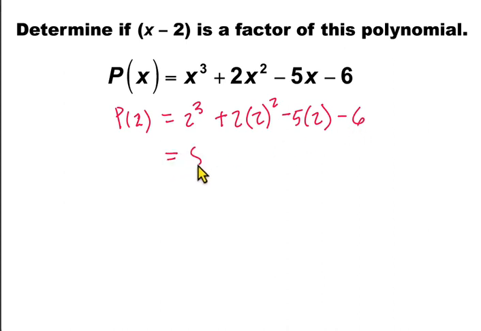Simplifying, we get 8 plus 2 squared is 4 times 2 is 8, minus 5 times 2 is 10, and minus 6. Combining the positive terms, we get 16. Combining the negative terms, we get negative 16. These terms cancel each other out, and we get 0. So x minus 2 is a factor of this polynomial.